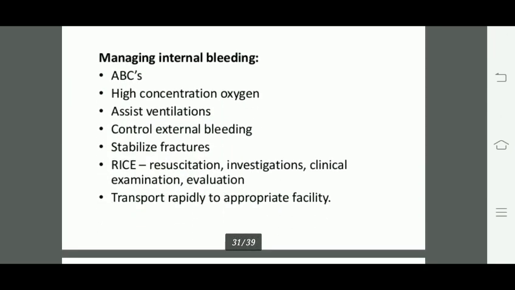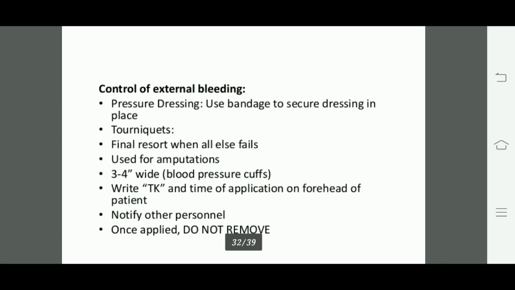Next is managing the internal bleeding. ABCs, that is airway, breathing and circulation. High concentration oxygen. Assist ventilations. Control external bleeding. Stabilize fractures. RICE, that is resuscitation, investigations, clinical examination and evaluation. Transport rapidly to appropriate facility.